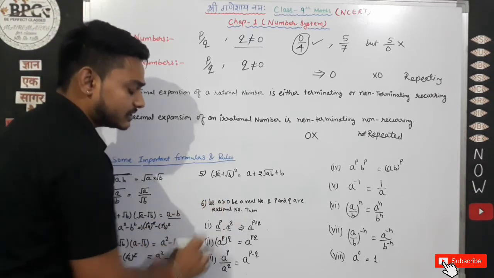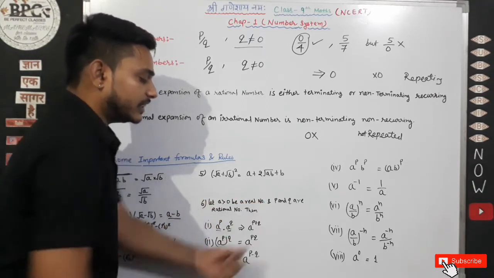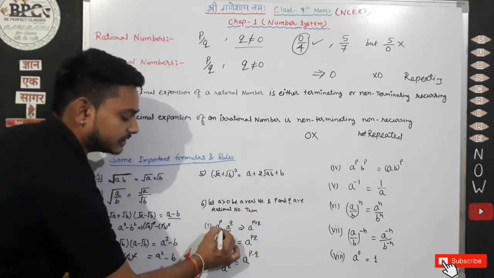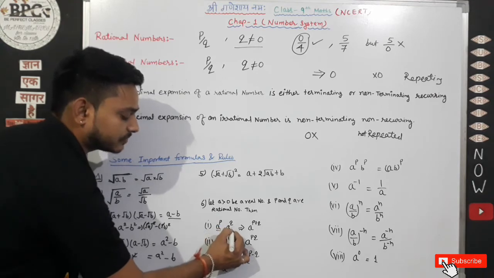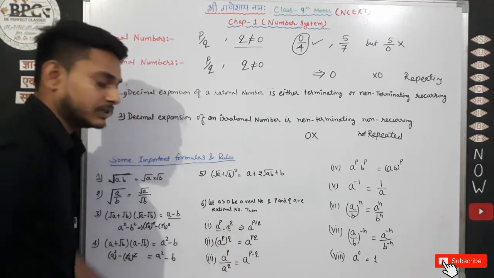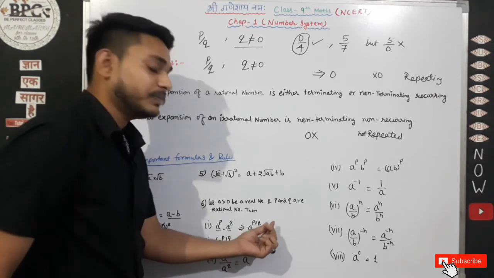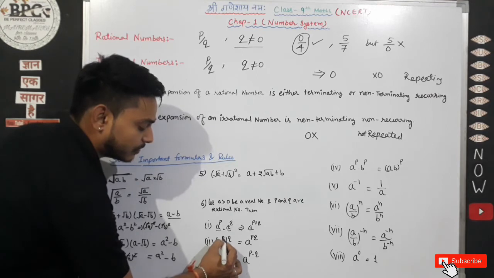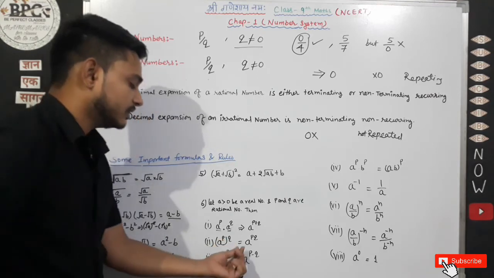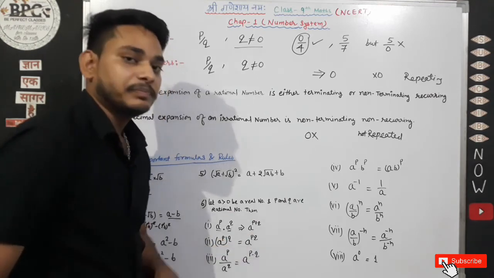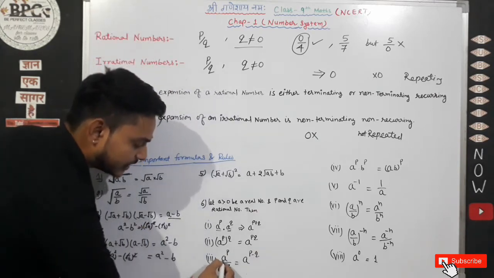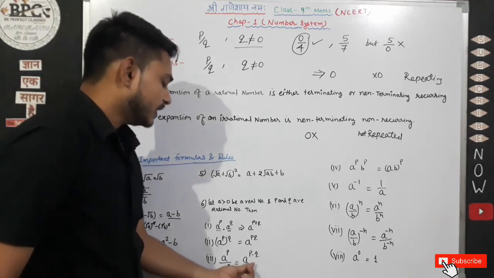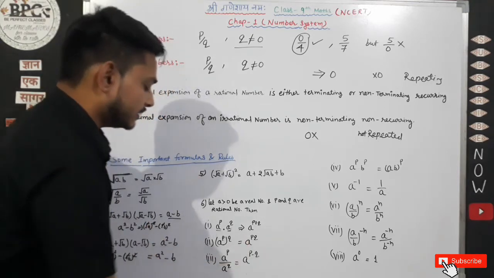Now this is an important condition. Let a be greater than 0, a real number, and p and q are rational numbers. Then a power p into a power q is equal to a power p plus q. a power p whole power q is equal to a power pq. a raised to power p upon a raised to power q is equal to a raised to power p minus q. How is it possible?